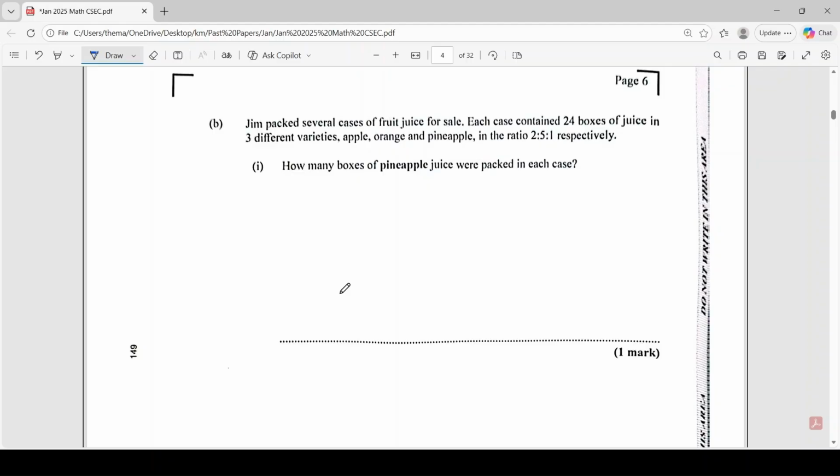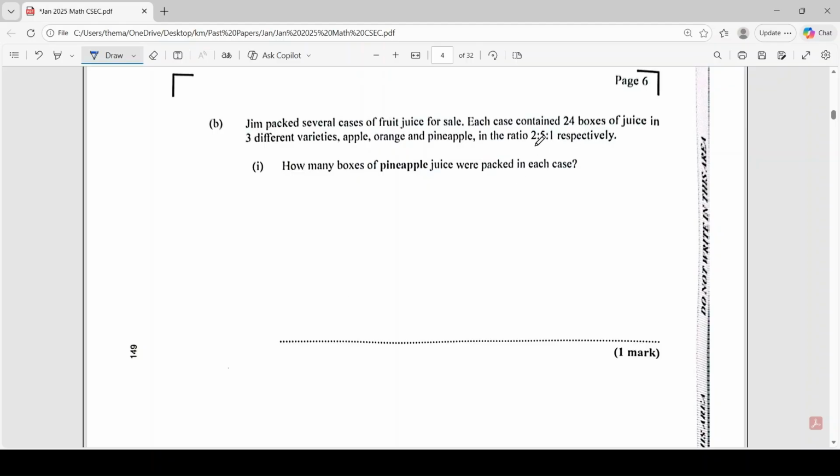Right, part B. Jim packed several cases of fruit juice for sale. Each case contained 24 boxes of juice in 3 different varieties: apple, orange, and pineapple, in the ratio 2 to 5 to 1 respectively. How many boxes of pineapple juice were packed in each case?